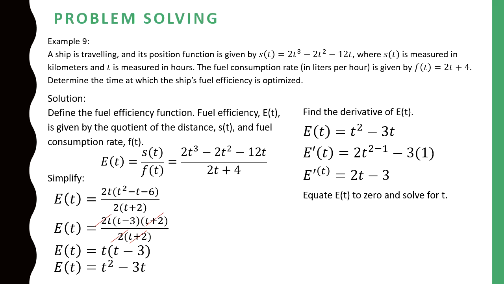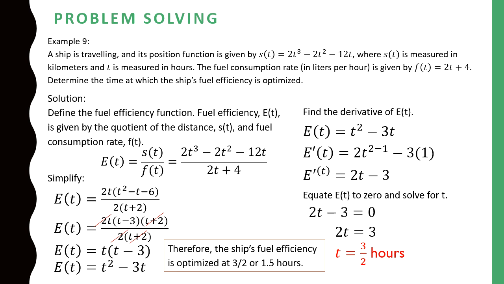Now, again, we have to equate our E prime of t, which is 2t minus 3, to 0 and solve for t. So, transfer negative 3 to the other side of the equation, we get 2t equals 3. To cancel out 2, we divide both sides by 2, and we get 3/2 hours. Therefore, we can say that the ship's fuel efficiency is optimized at 3/2 or 1.5 hours.